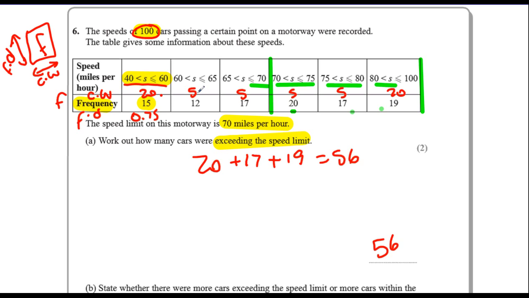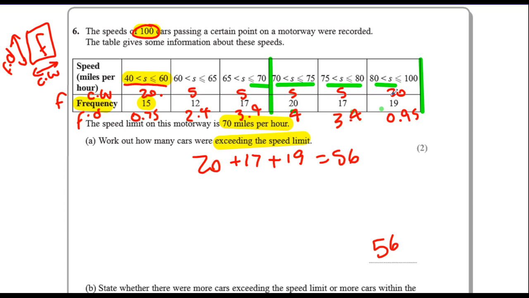This one is going to be 12 divided by 5 to get our frequency density, and we're going to have 2.4, but we could have read that off the diagram because it's already there. Next one, 17 divided by 5, which gives us 3.4. The next one, 20 divided by 5, which is just 4. The next one, 17 divided by 5, which is 3.4. And the final one, 19 divided by 20, which is going to give us 0.95.